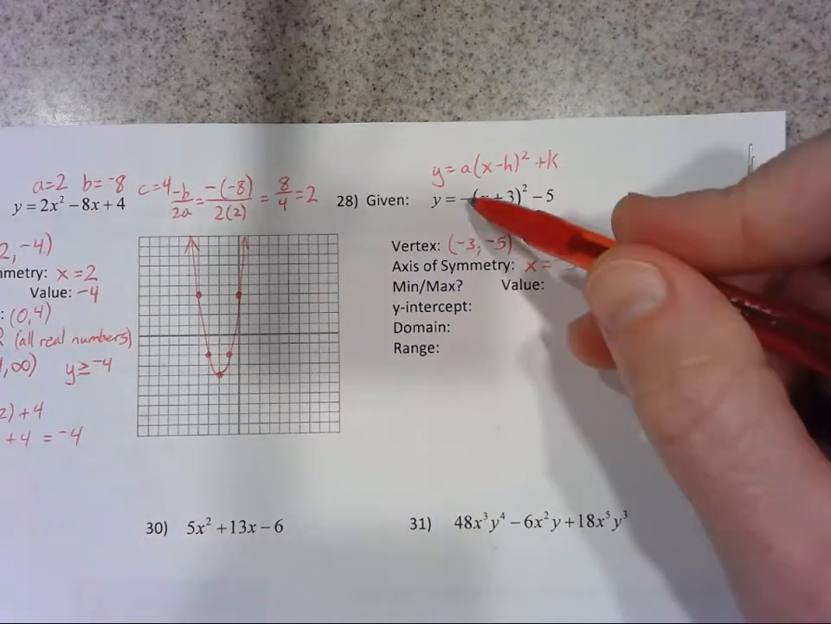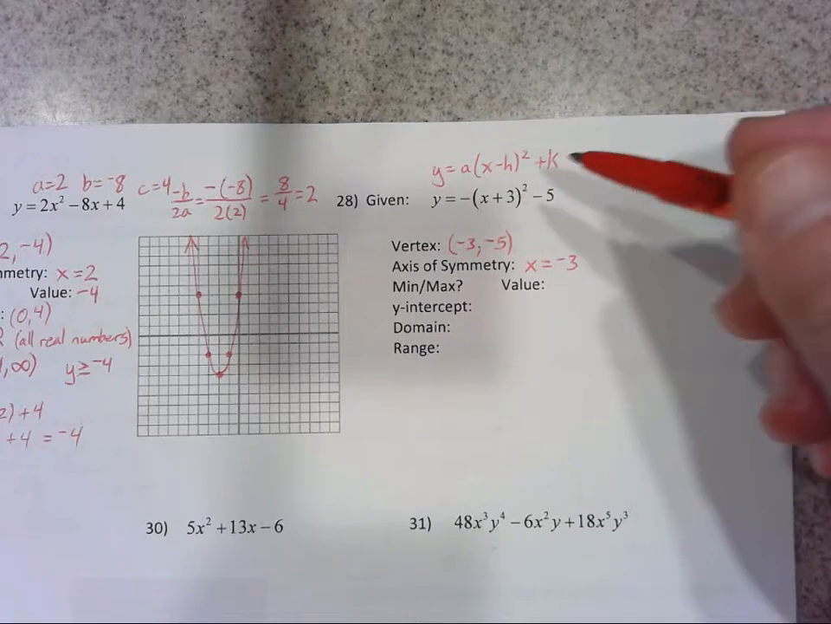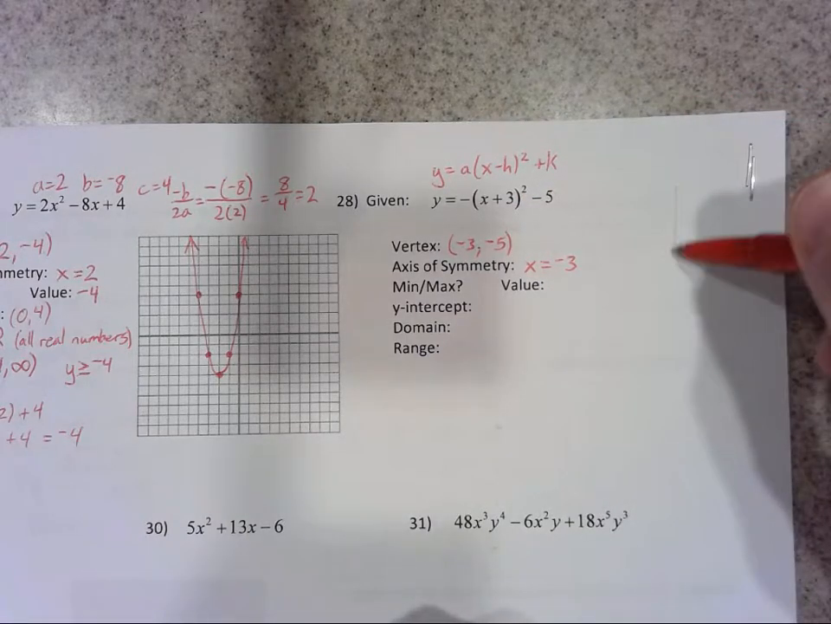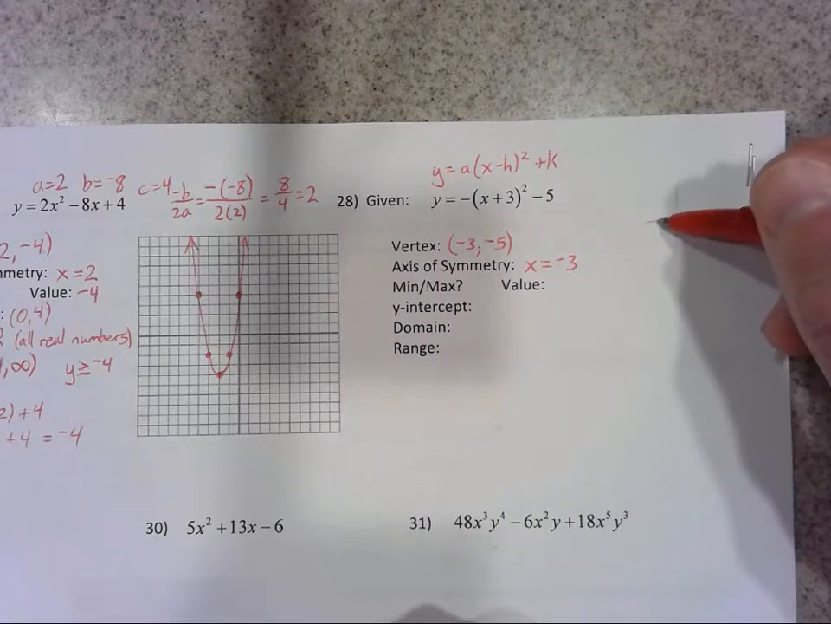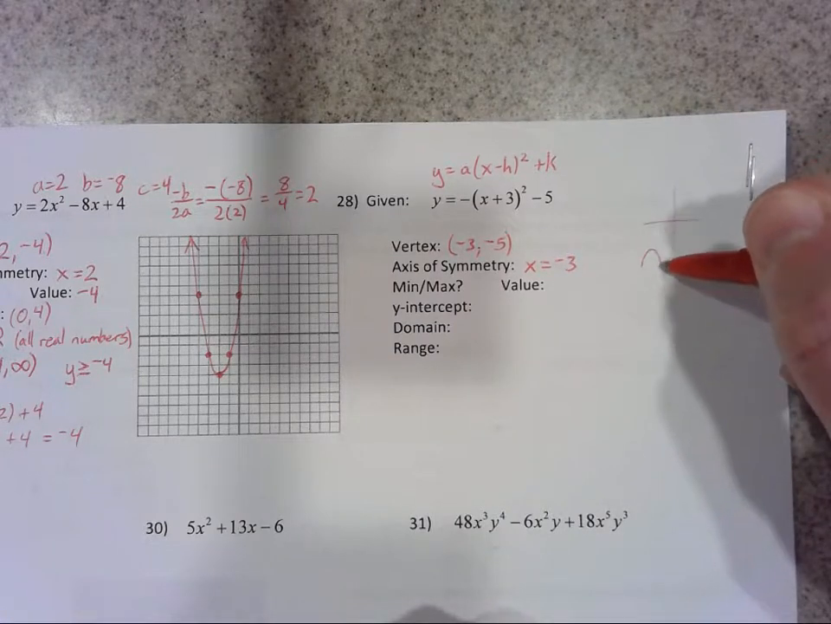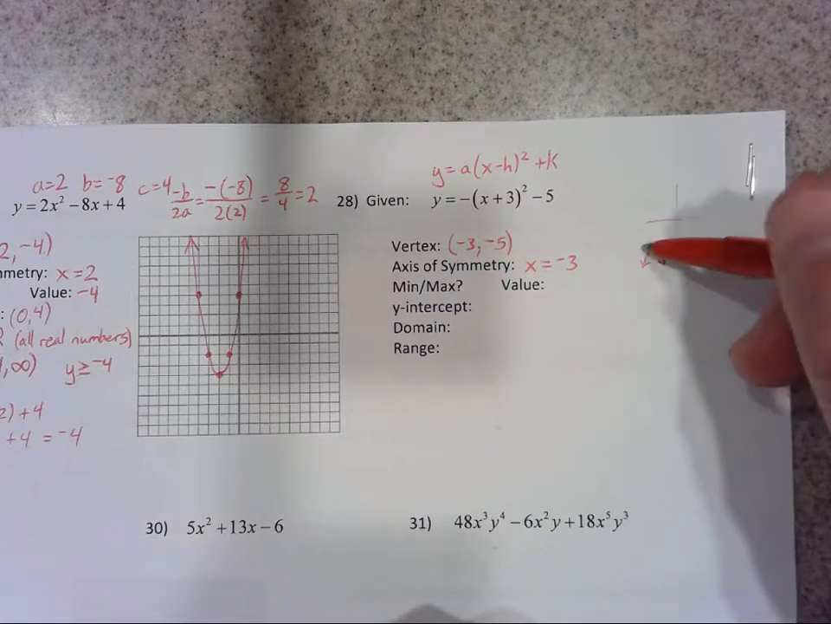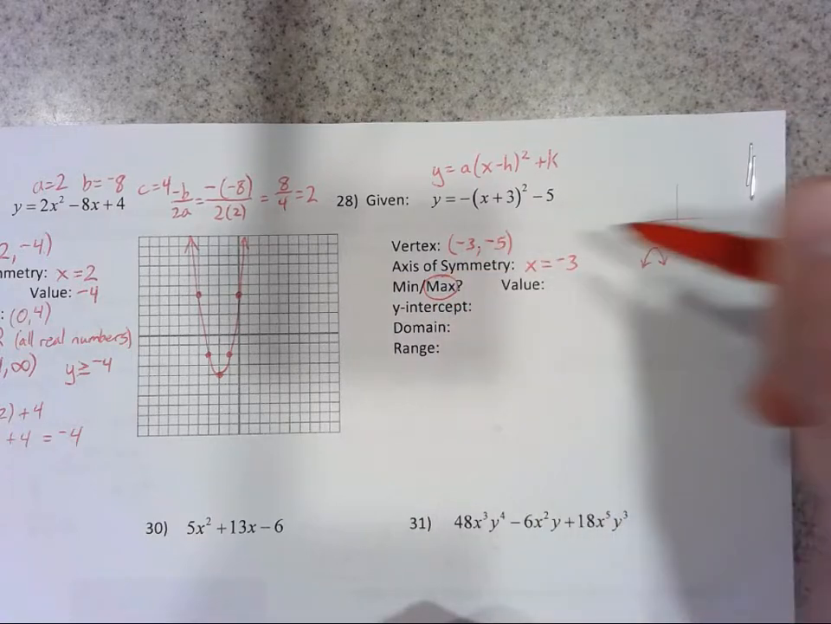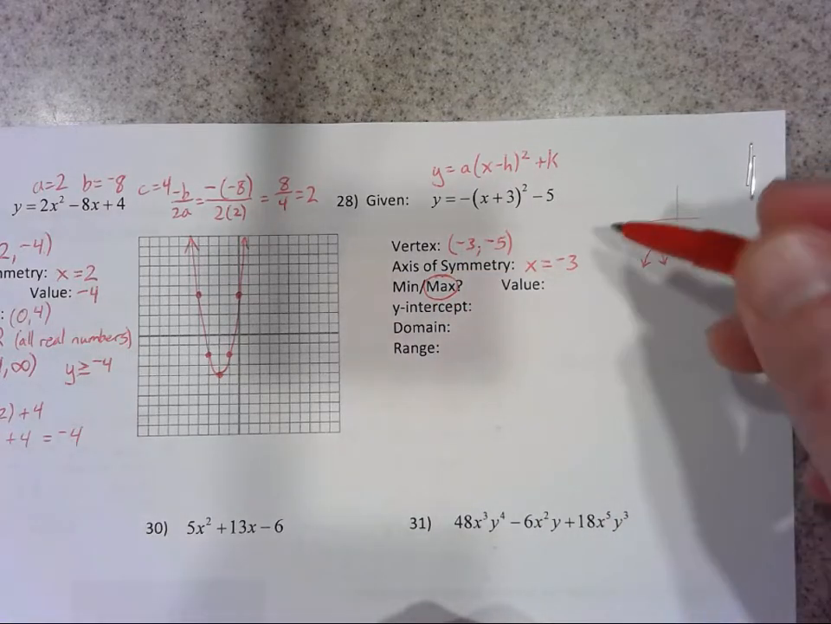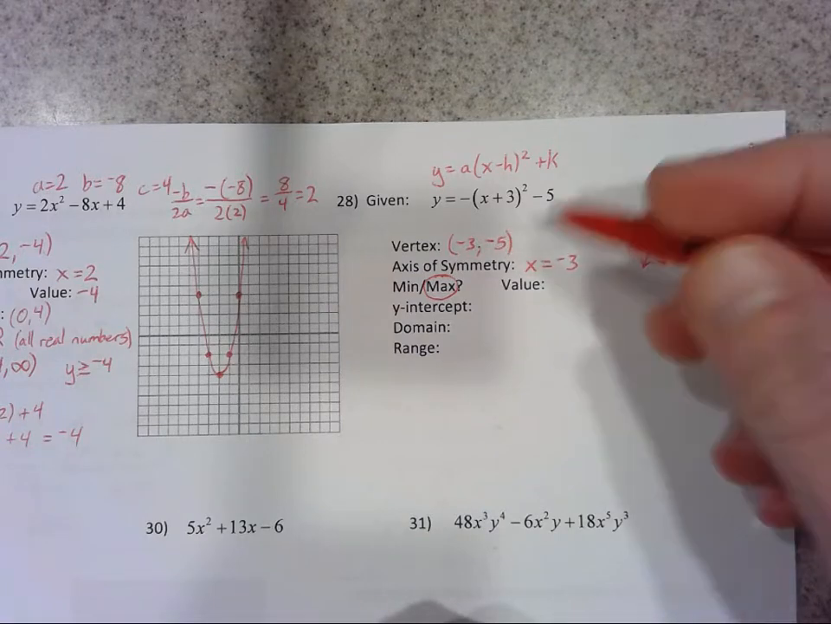Because the a value is negative, a negative 1, that means that this graph is actually going to open down. So at negative 3, negative 5, it's going to be opening down. So it has a highest point on the graph, a maximum, and its value is the y-coordinate of the vertex, negative 5.